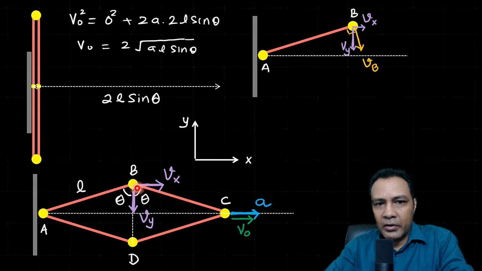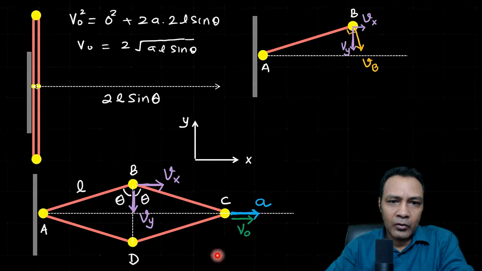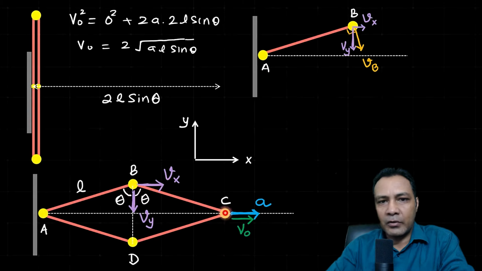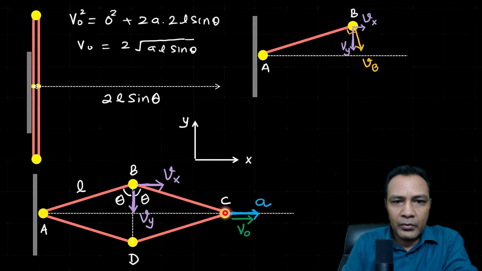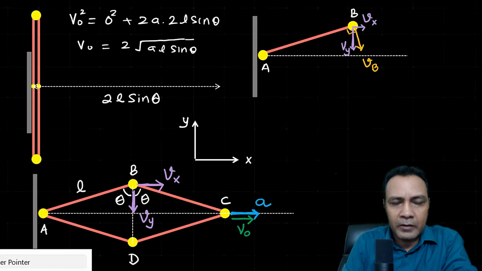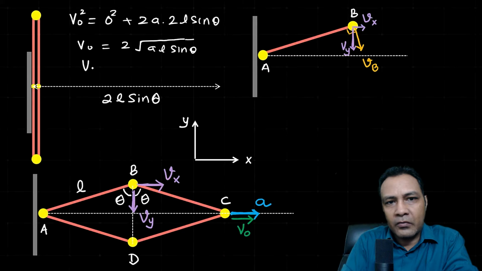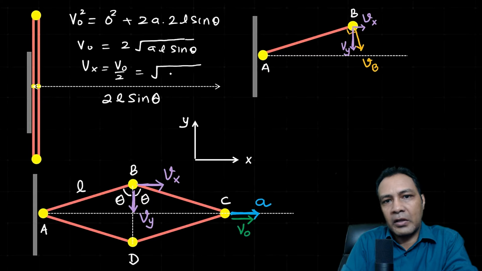The x component of the velocity of B would clearly be half of V0, because at any moment the x coordinate of B is exactly half the x coordinate of C. So the x component of the velocity of B is simply Vx equal to V0 by 2, and that would be the square root of aL sin theta.